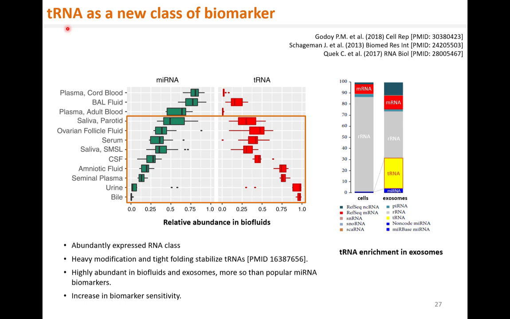The whole-molecule tRNAs have been difficult to profile in the past due to the technical difficulties of overcoming heavy tRNA modifications and tight tRNA structures by small RNA sequencing. With the advances in tRNA profiling techniques, tRNAs are now emerging as a new class of biomarker. tRNAs have many desirable characteristics that make them a good biomarker. That is, they are abundant small RNAs, particularly enriched in biofluids, even more so than microRNAs in certain biofluids, such as saliva, cerebrospinal fluid, CSF, amniotic fluid, seminal plasma, urine, and bile. In exosomes, tRNAs are enriched 70 times, way more than microRNAs. The high tRNA abundance means higher biomarker sensitivity.